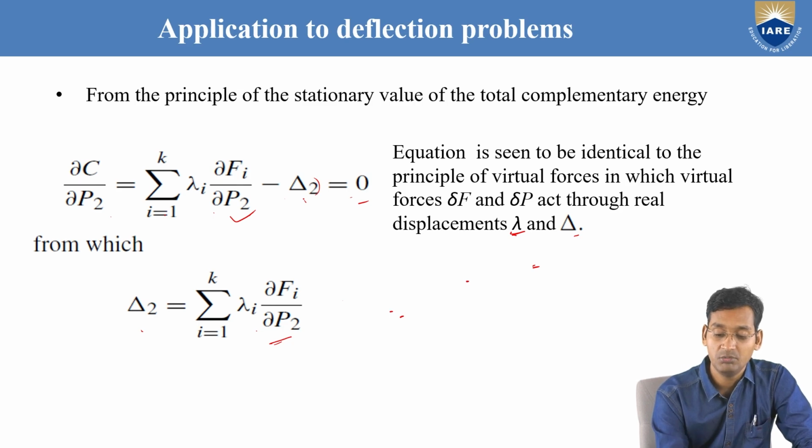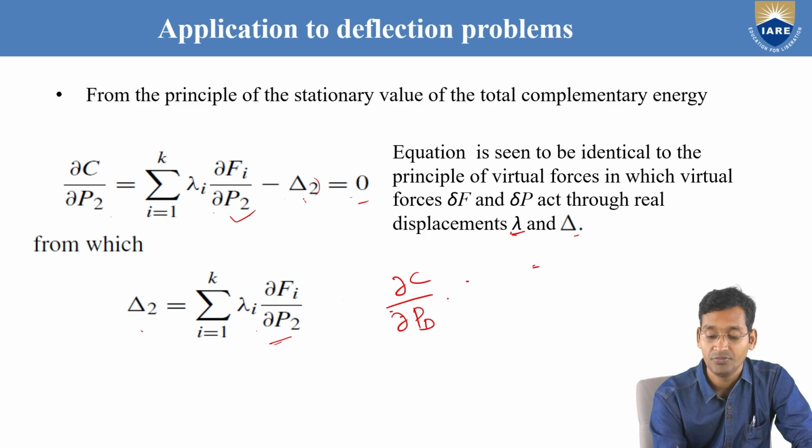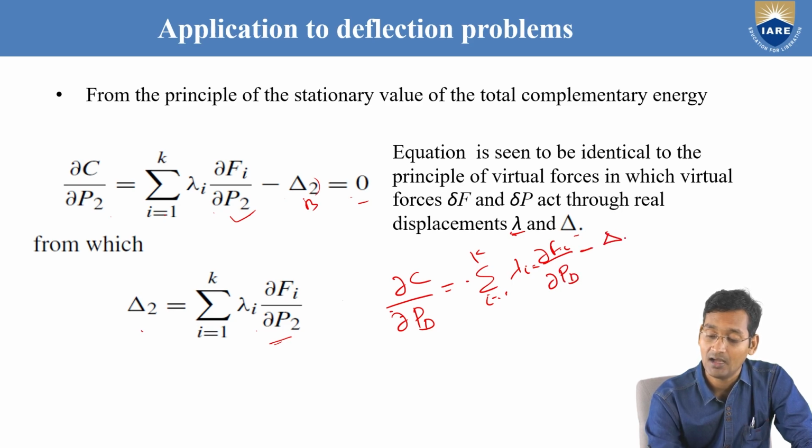Similarly for D, what will be there? Delta C by delta PD is equal to sigma i equals 1 to K, delta B, lambda i dou Fi by dou PD minus delta D equals to 0. So from here we will get delta D equals to what?